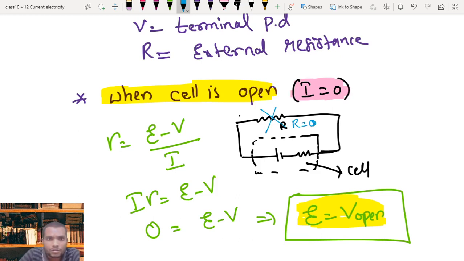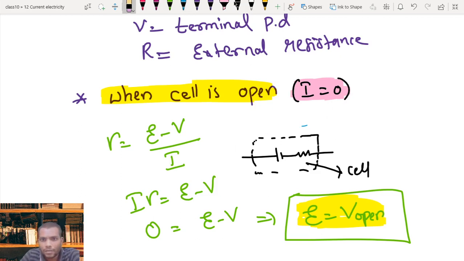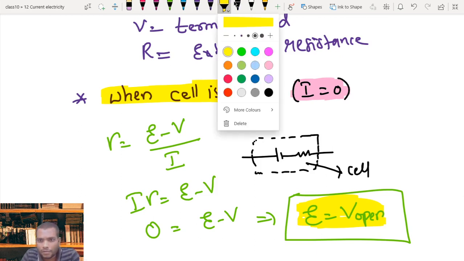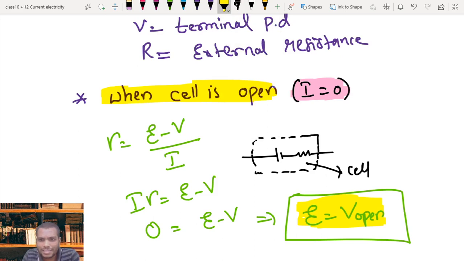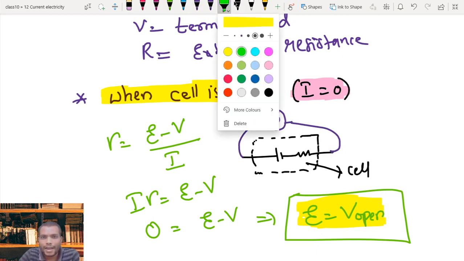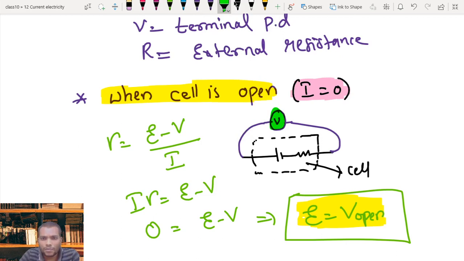So current is not drawn. I can remove that circuit element and leave only the cell. So if I substitute I value equal to 0, since it's an open circuit, current is not flowing, we end up with EMF equal to the potential drop across the cell. Now if we connect a voltmeter across the cell, what does the voltmeter show? That is the EMF of the cell, since current goes to 0.